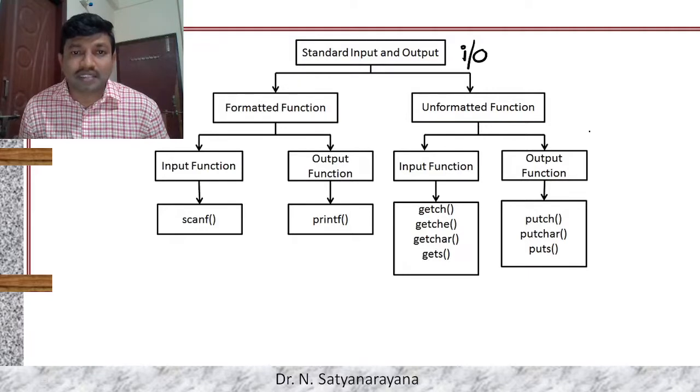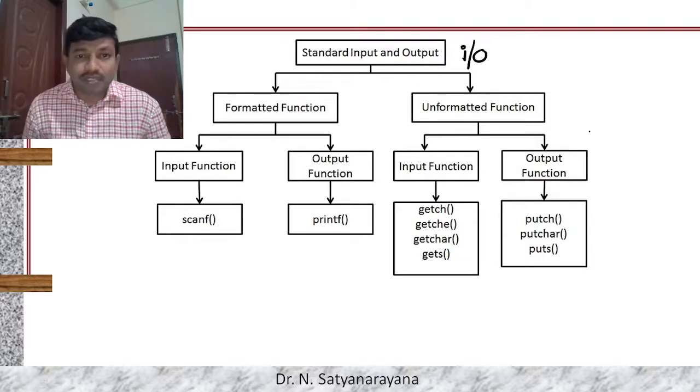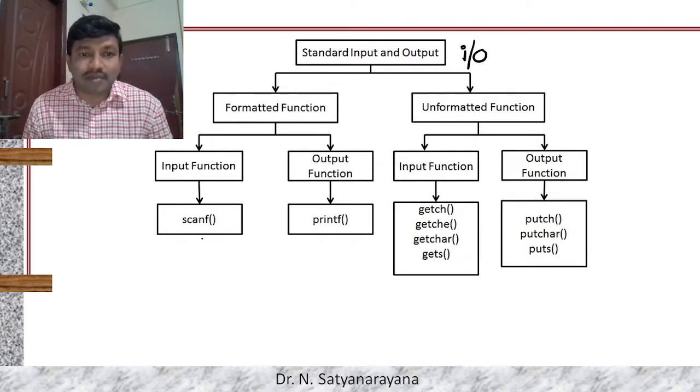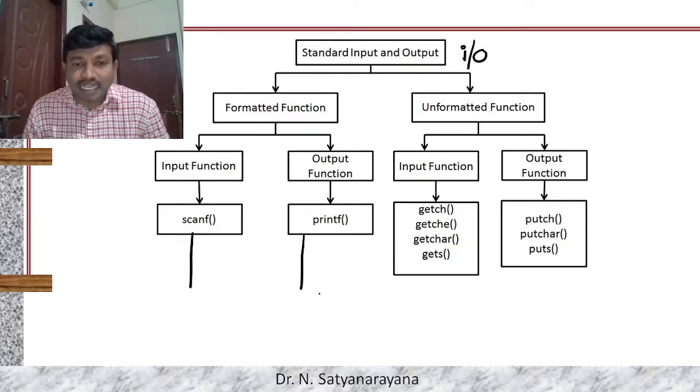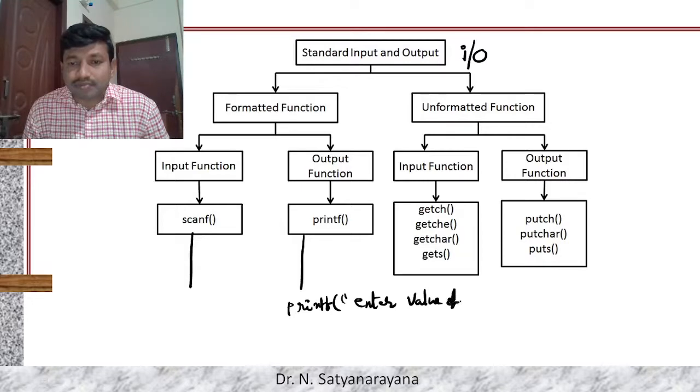One is formatted functionalities used to submit input and get the output. The other we say unformatted. So what do you mean by formatted? You can see that the formatted input function here is scanf, and the formatted output function is printf. What do you mean by formatted? For example, I want to submit a value. So how do I write? I can use printf to submit a value, though I need not write the printf statement, but just for the user's sake: enter value of a.